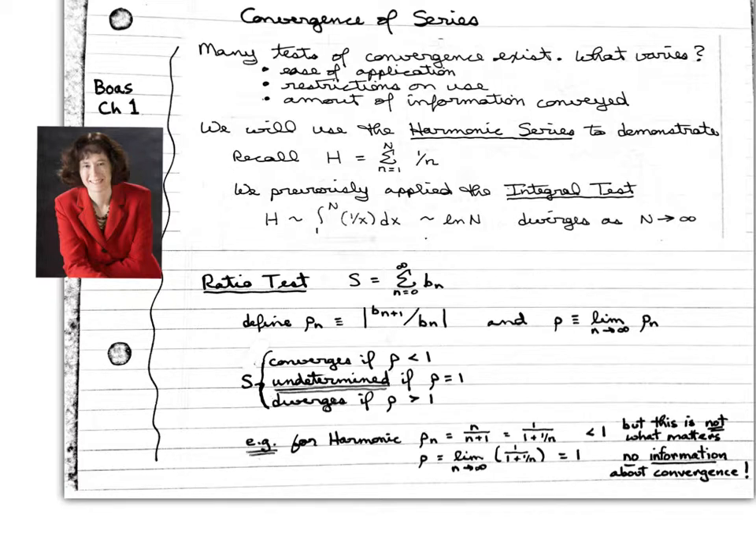But remember, this is not what matters. What matters is rho, which is the limit as n goes to infinity of rho sub n, and that unfortunately is equal to 1. The ratio test is not powerful enough to tell us whether the harmonic series converges. It is easy to apply, and in principle you could try applying it to many different series, but it doesn't always give you an answer. Let's try a different method on the next slide.